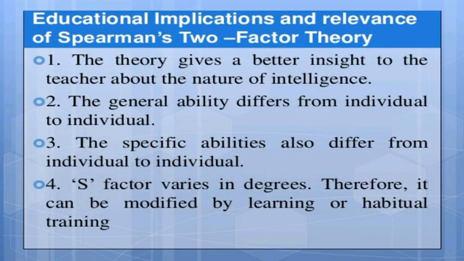So now coming to the educational implication and relevance of Spearman's two-factor theory, the theory gives a better insight to the teacher about the nature of intelligence. General ability differs from individual to individual. The specific ability also differs from individual to individual. S factor varies in degree, therefore, it cannot be modified by learning or habitual training.